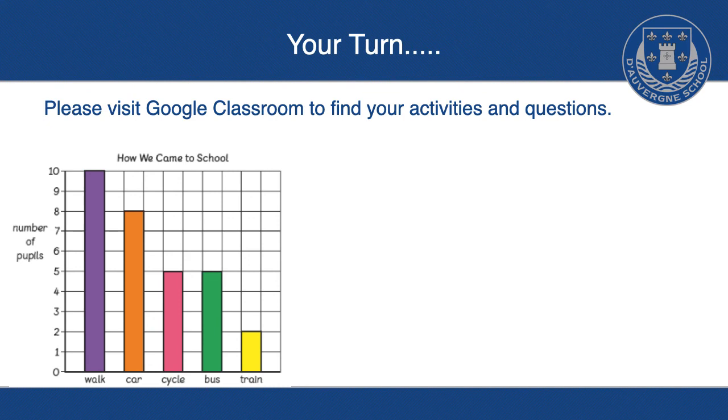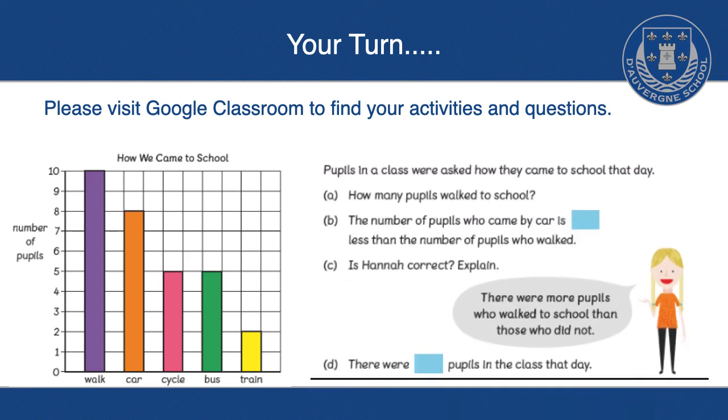And on the left-hand side is that scale. Now you can clearly see each time it's increasing by 1. So each box is worth 1. Always remember to check the key on the data set. And then you'll have some questions to answer about that data set. So there's lots more on there. Have a little go. Good luck.